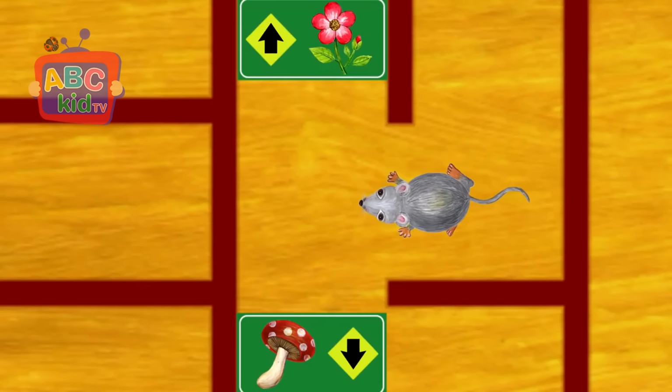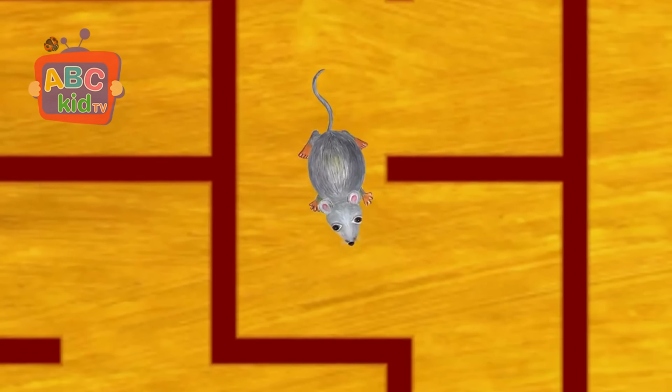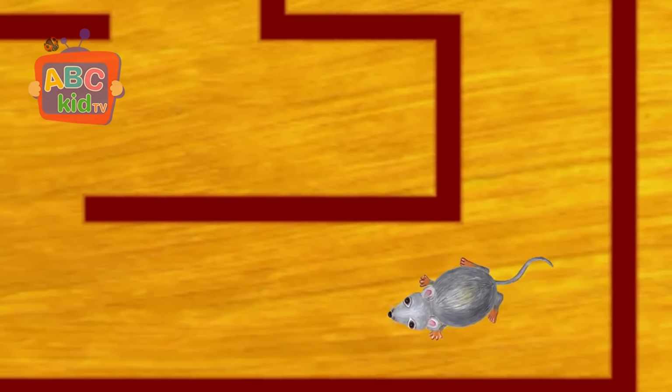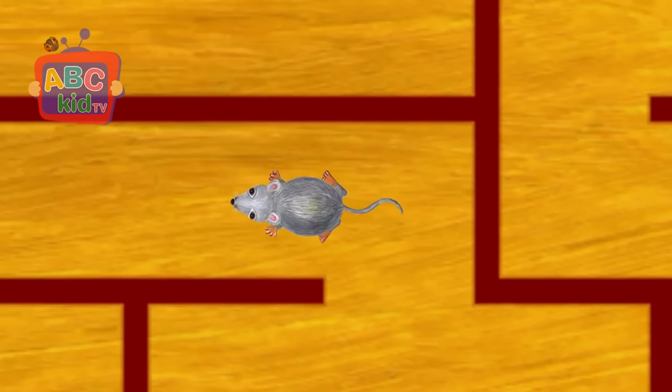Which sign should we follow? The flower or the mushroom? Yes, mushroom starts with M. We're getting closer. We're almost there, Mr. Mouse.